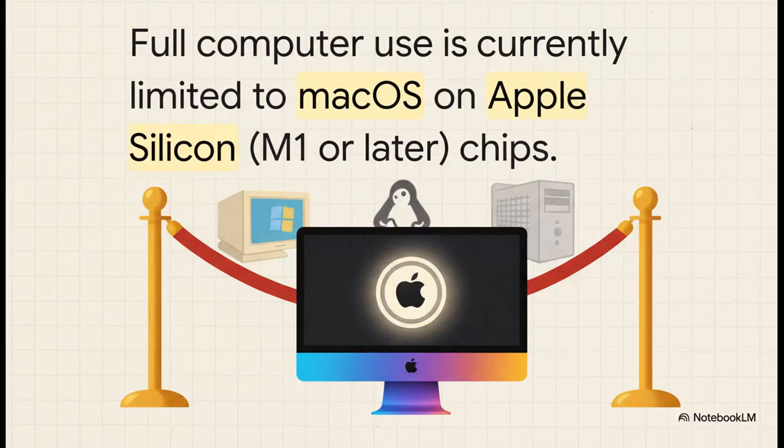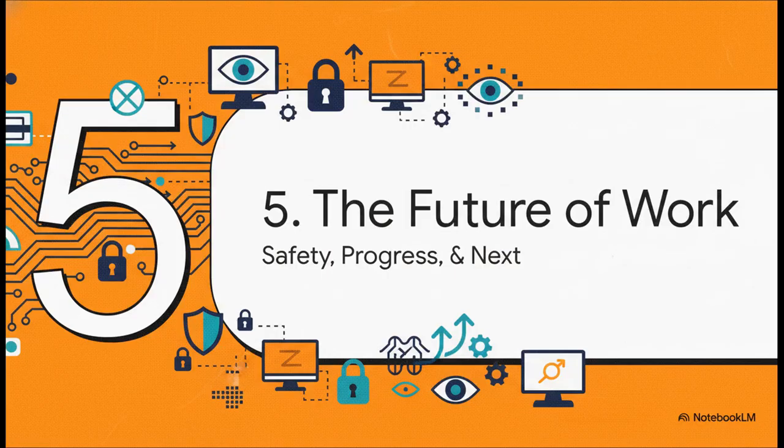And if that wasn't enough, here's one more bottleneck: the hardware. For now, this full-powered desktop version is only available for Macs with Apple's own M1 chip or newer. So if you're on Windows, Linux, or even an older Mac, you're kind of stuck waiting on the sidelines for now. So with all these early challenges, you might be wondering where this is all going. Let's look to the future.